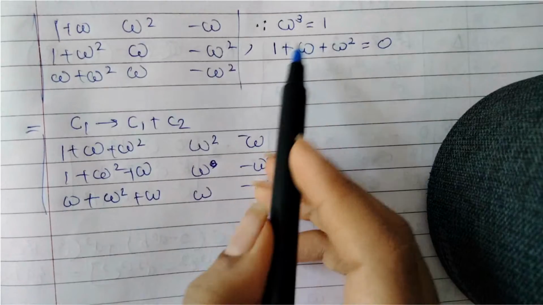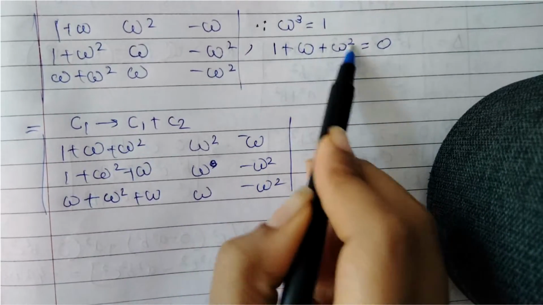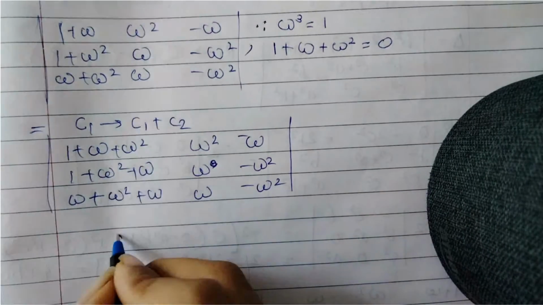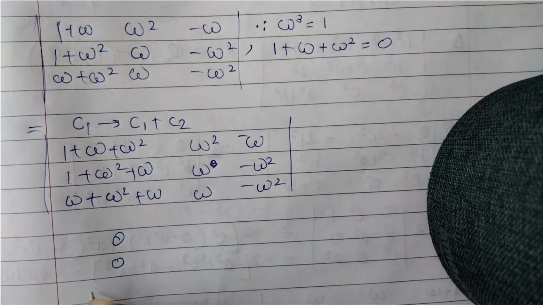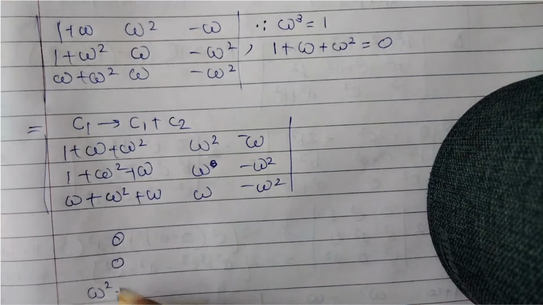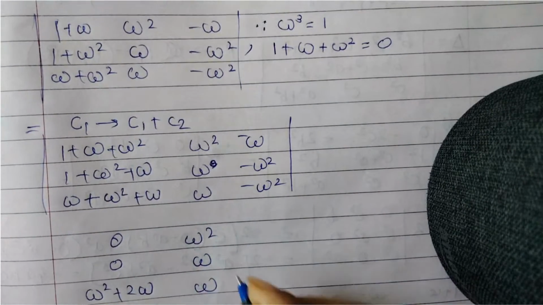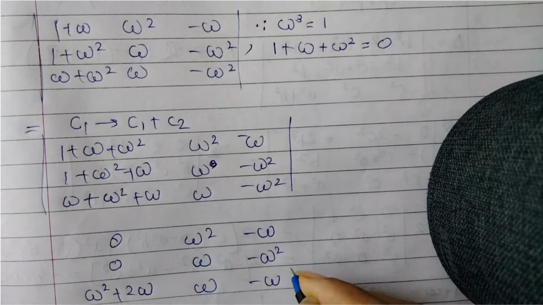So here we will use this information, 1 plus omega plus omega square is equal to 0. So this term will become 0. This will also become 0. This will be omega square plus 2 omega, omega square, omega, omega, minus omega square and minus omega square.